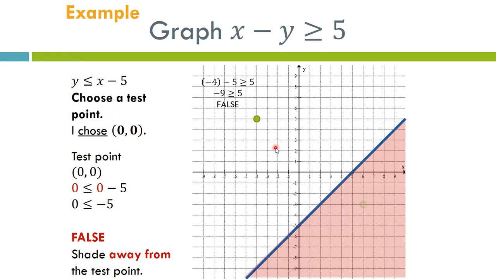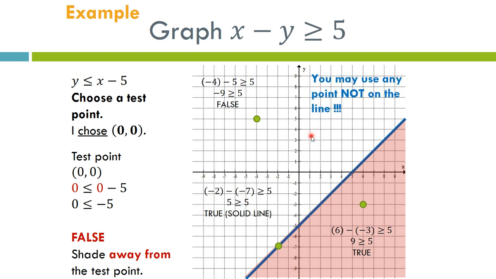All right, so we can see you can plug in any point you want. I always choose 0, 0 if I can, but remember, you could choose any other coordinate on this graph. The work that you use to prove whether or not your solution is true or false will be the same. Regardless of whatever point you choose, you're going to plug it in your inequality and see if it makes it true or false.